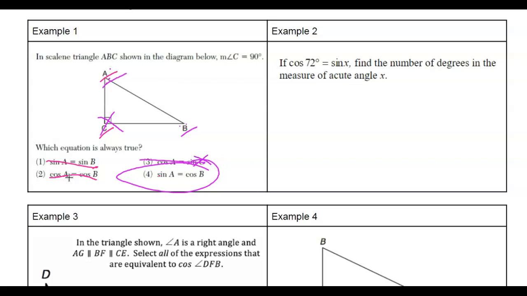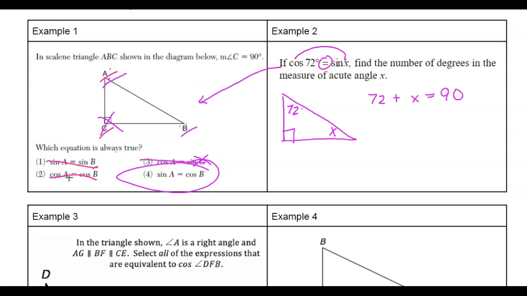And so it says, example 2, if the cosine of 72 equals the sine of x, find the number of degrees in the measure of x. And so it's this idea. So it's saying, oh, hey, what if we had a triangle, and I know 72 is one of my acute angles. X is the other, because I see this sine and cosine, and I see the equal. And so I'm like, oh yeah, the sine and cosine, they got to be the opposite angles. And so what we know is that 72 plus some number has to equal 90.